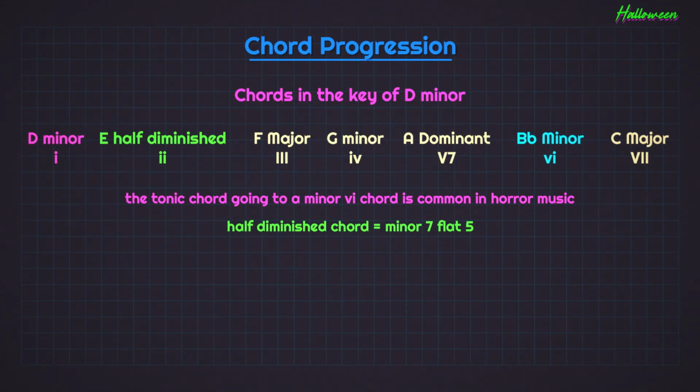For our last chord, we need something to resolve back to our tonic 1. And there's no better chord than the A dominant 7. Now we've got our 4 chords, let's listen to what they sound like.